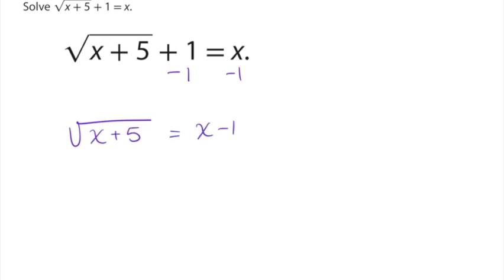To get rid of a radical, you have to raise it to the power of the index. So what is the index of this radical? When you don't see an index, what is it? 2. It is 2. So I have to raise both sides to the second power here to get rid of that radical.